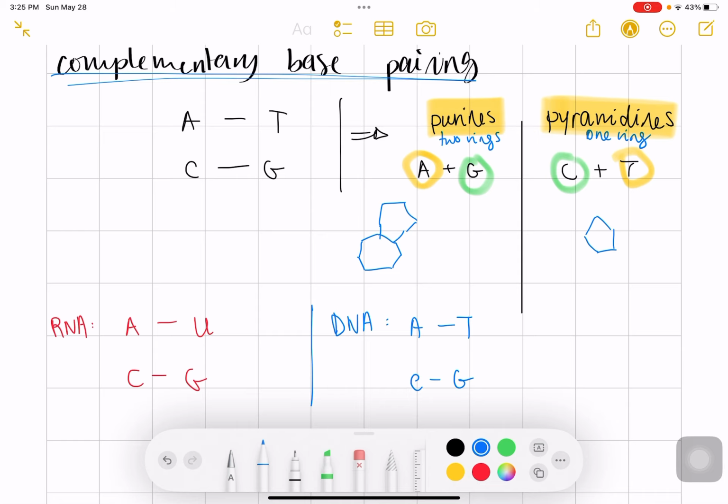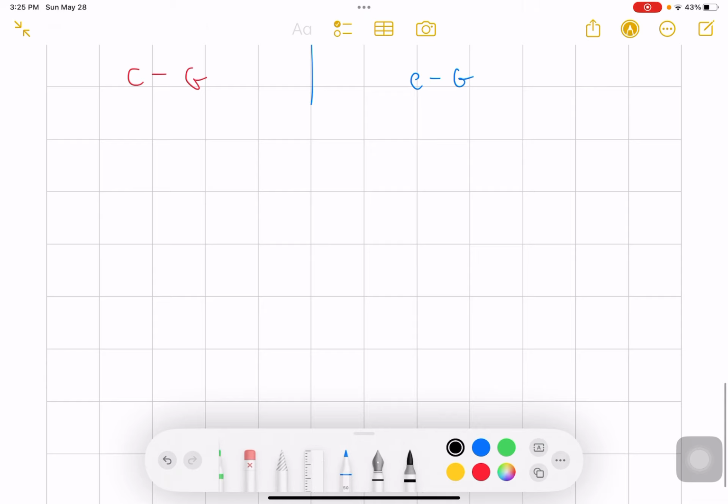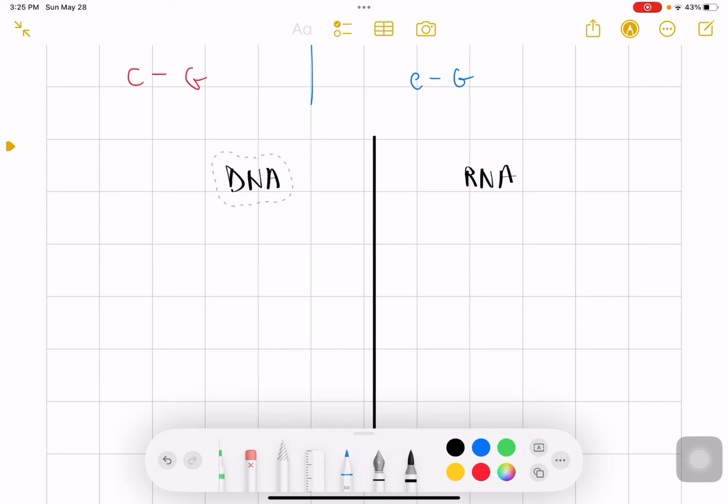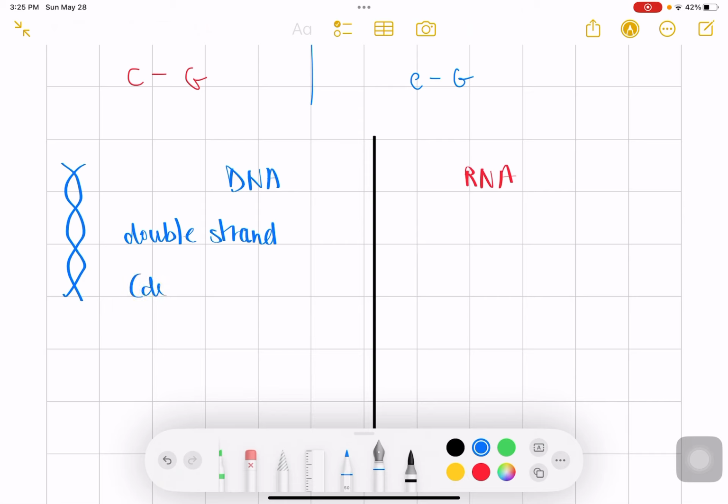Since we're talking about this, let's talk about the differences between DNA and RNA. DNA is going to be in blue, RNA in red. DNA is made up of a double strand, so there's one strand like this and one strand going like this. That's why it becomes a double helix. Meanwhile, RNA is single-stranded, so it's just a single strand.